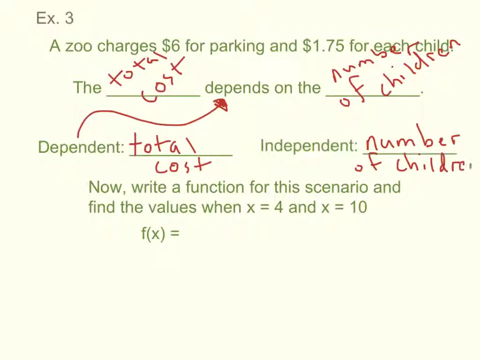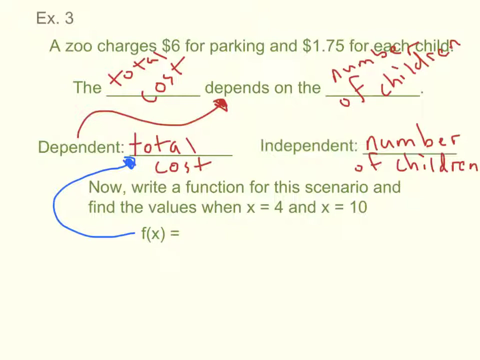Now what I need to do is write a function for this scenario and find the values when x equals 4 and x equals 10. So we know f of x, what we learned earlier today, is just another name for y, and in this case our y variable is going to be our total cost.